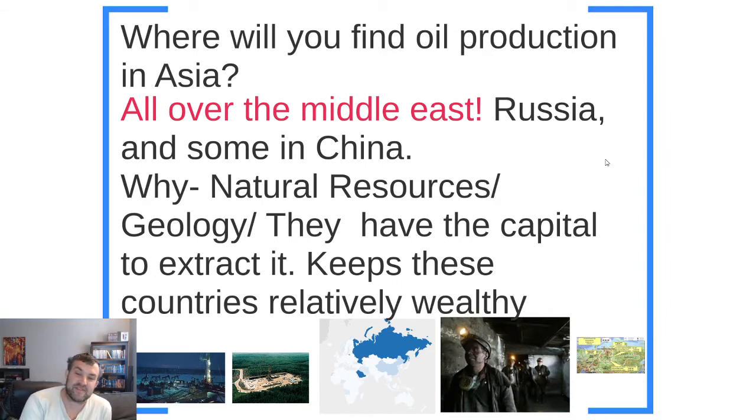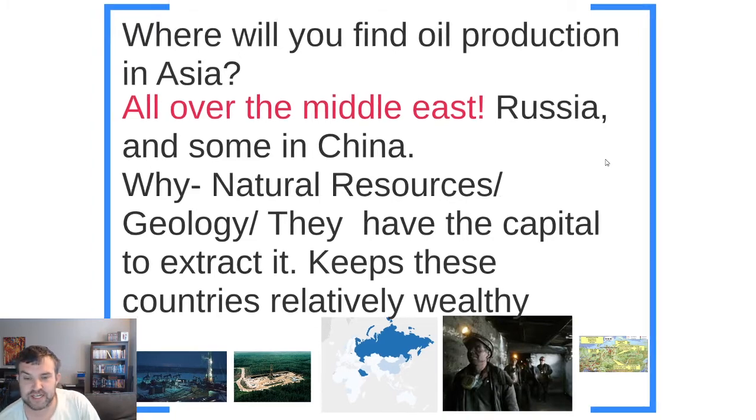They also do have the capital to extract it. There are some parts of the world where there is oil, like, for example, a lot of oil in the Arctic Circle at the top of the world, but it's really hard to get to, and there's a big debate over who even owns it. But oil keeps these countries relatively wealthy, especially Saudi Arabia. If somebody found an alternative for oil, the Middle East would go broke real quick. All right, so let's check it out.